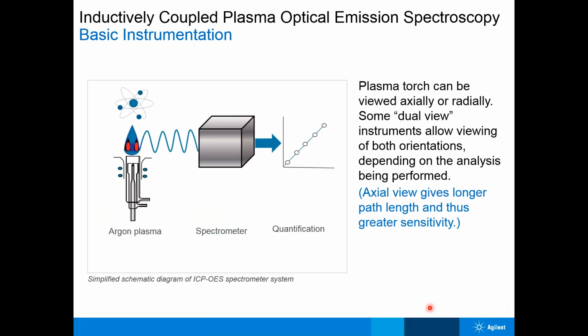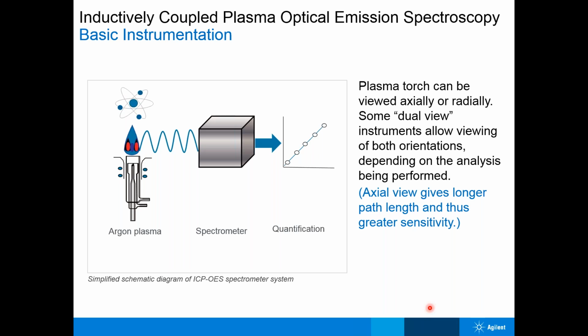So when we talk about the basic instrumentation in ICP OES, it comprises argon plasma, spectrometer, and obviously the software required for the quantification of your analyte. So in ICP OES, the plasma torch can be viewed axially or radially, and sometimes nowadays a dual view ICP OES is also available in the market.